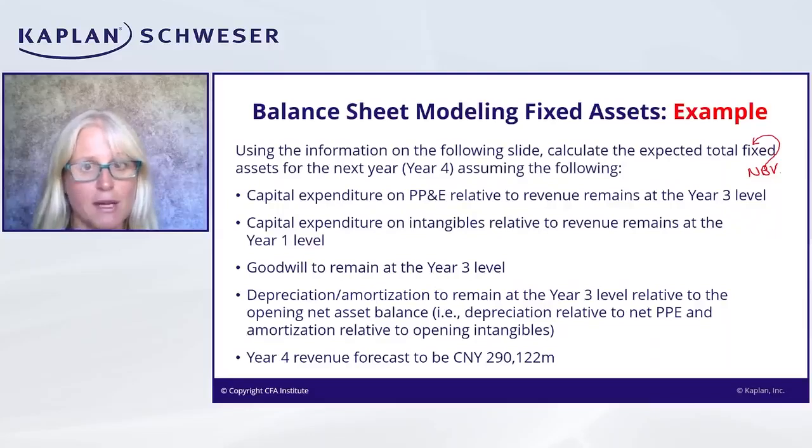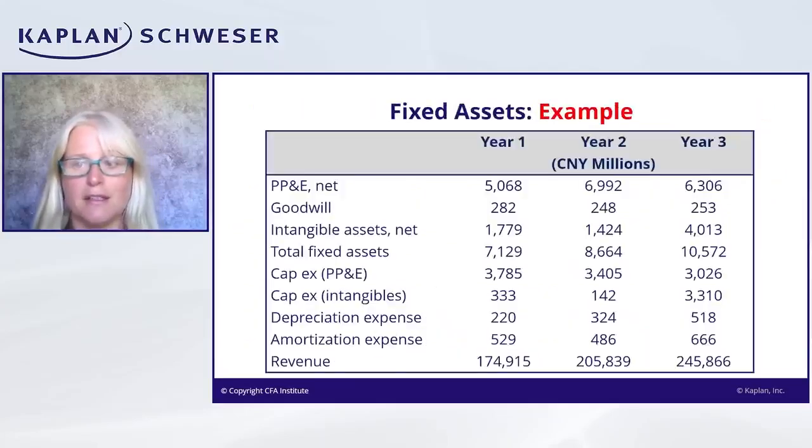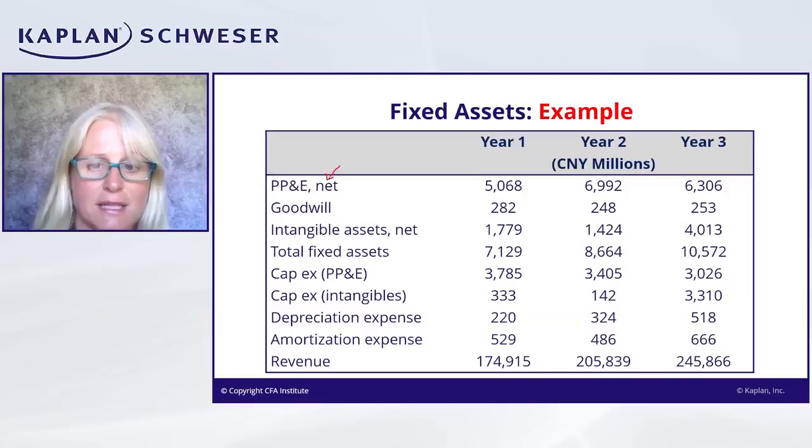Now we've got quite a lot of information given to us, so I'd like to look at that information and then we'll come back and think about what these instructions mean. If we look at the information, we've got years 1, 2 and 3 which have happened. We've got PPE net, that means the net book value.